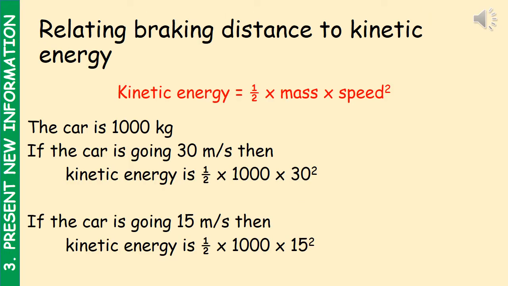We're going to try and understand now the relationship between the braking distance and the speed. So first of all, we're going to look at how the braking distance is related to the kinetic energy of the car. Now we know that kinetic energy equals half the mass times the speed squared. The mass of a small car would be about 1,000 kilograms.